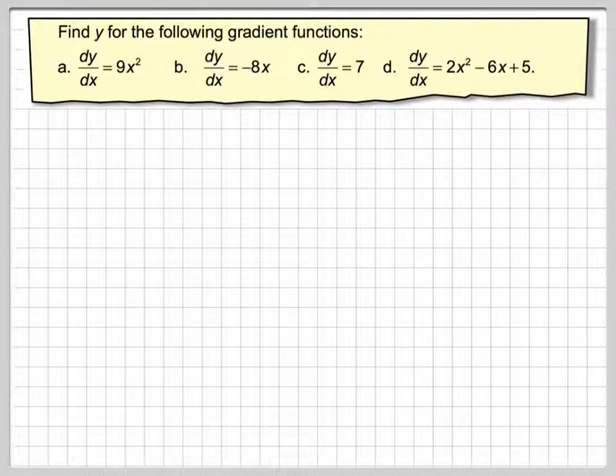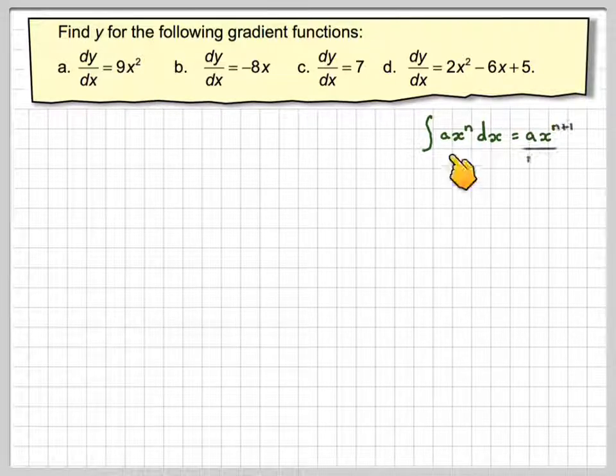Right, in this video we're going to find y for each of the following gradient functions. We've got dy by dx is 9x squared, dy by dx is minus 8x, dy by dx is equal to 7, and dy by dx is 2x squared minus 6x plus 5. What we've got to remember here is that we have the gradient function, and we want to find the equation where it has come from.